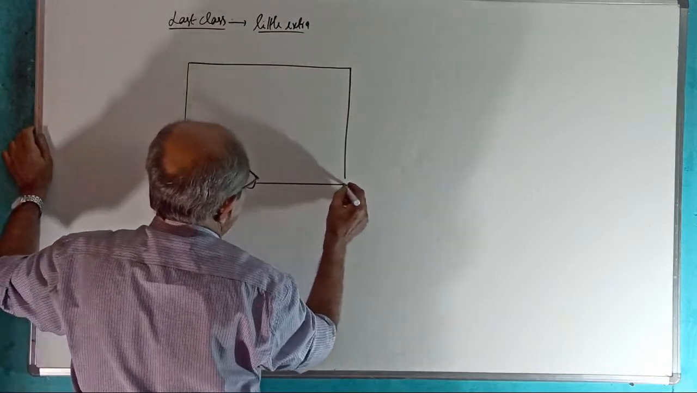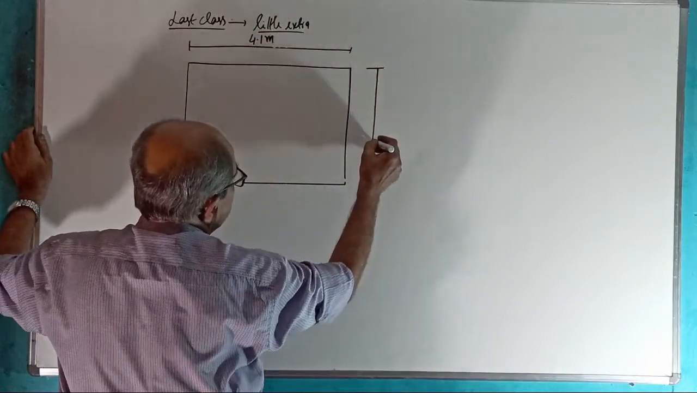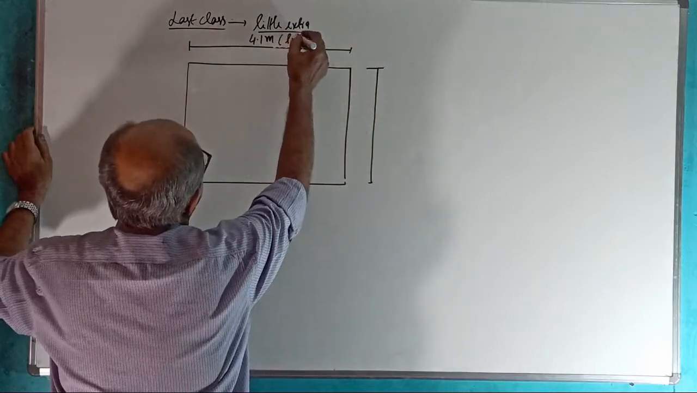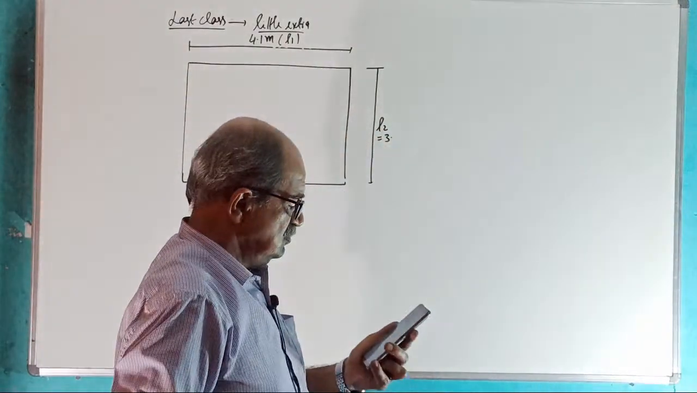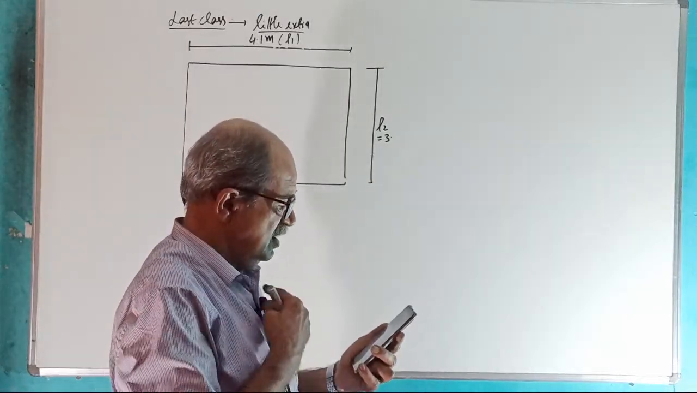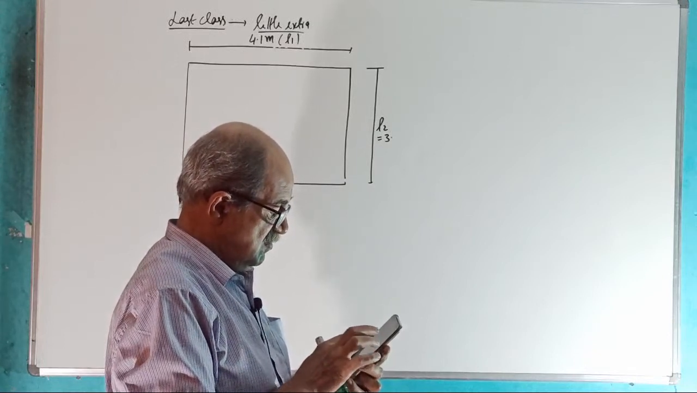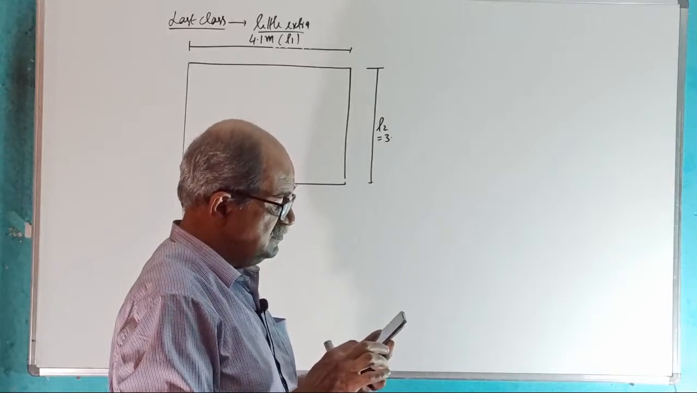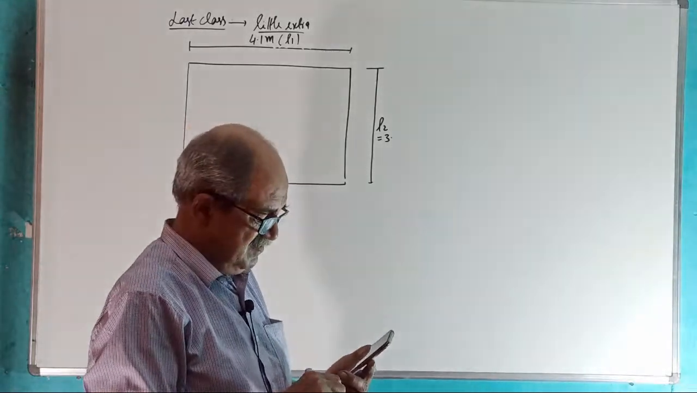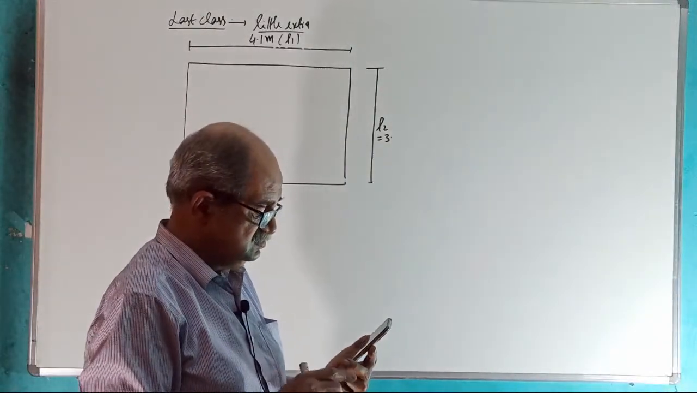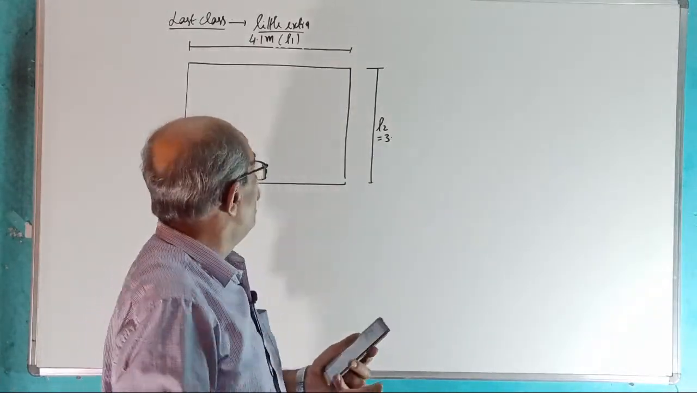I don't remember exactly now. This is 4.1 meter. This is your L1. Your L2 is how much? 3 point something it is. How much L2 last time? L1 is 4.1. What is the L2 value? L1 over. What is L2 value?